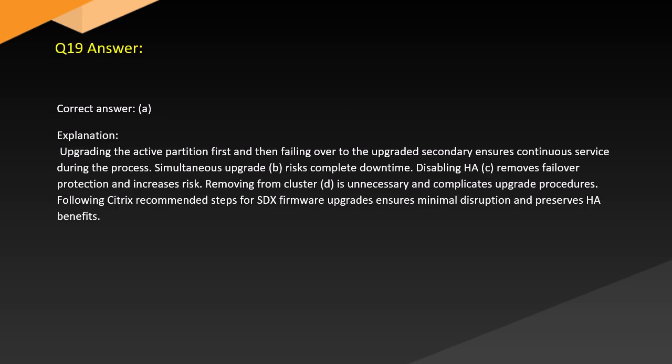Answer. Correct answer, A. Explanation. Upgrading the active partition first and then failing over to the upgraded secondary ensures continuous service during the process. Simultaneous upgrade, B, risks complete downtime. Disabling HA, C, removes failover protection and increases risk. Removing from cluster, D, is unnecessary and complicates upgrade procedures. Following Citrix recommended steps for SDX firmware upgrades ensures minimal disruption and preserves HA benefits.